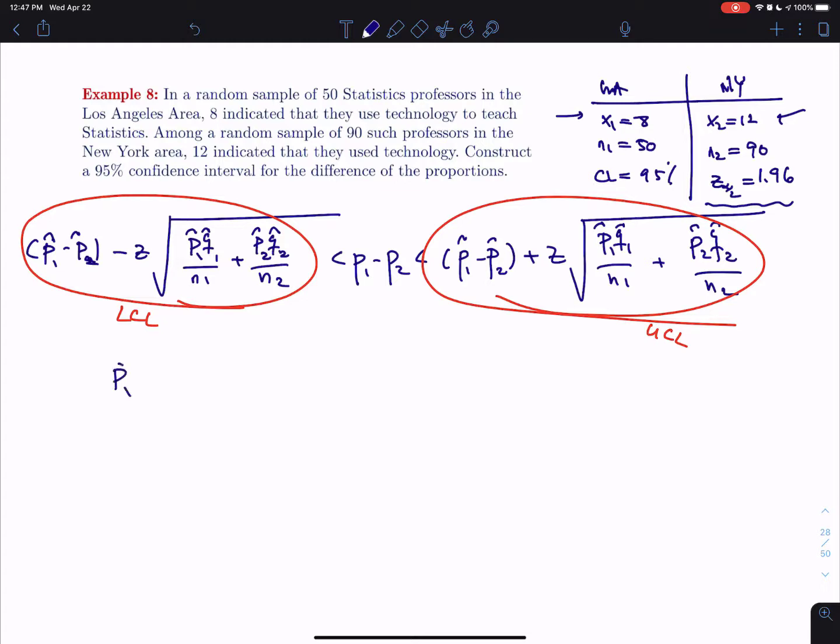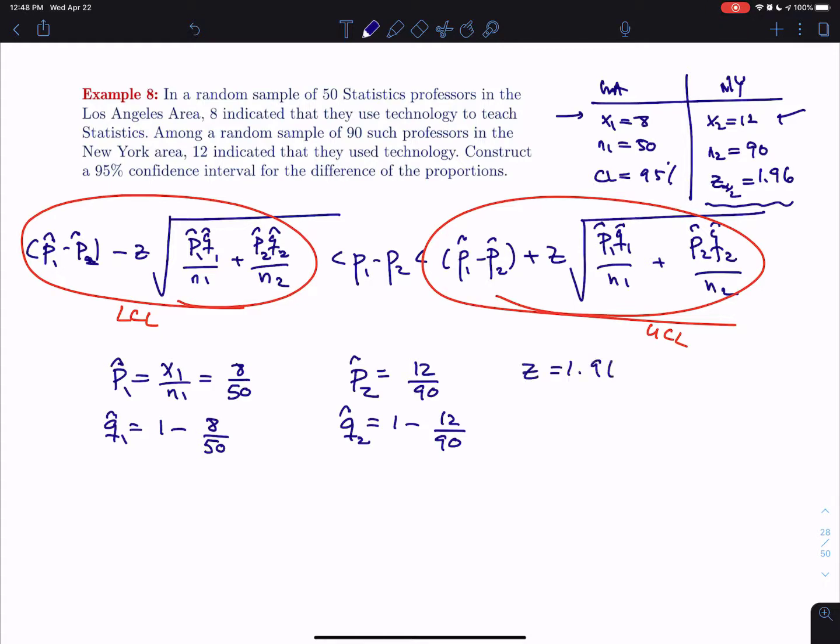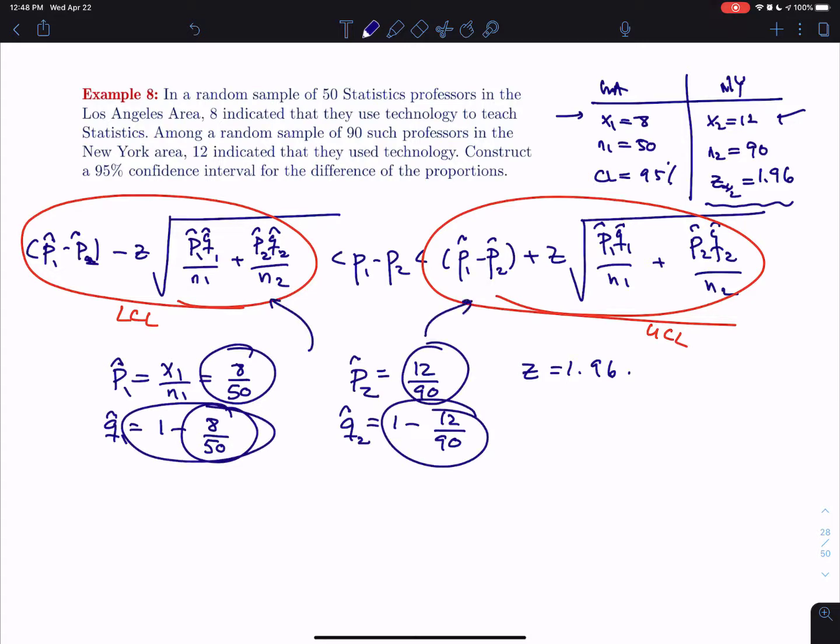To find P1 hat before Excel was created, you would manually have to divide X1 by N1, which is 8 divided by 50. And then Q1 hat would be 1 minus 8 divided by 50. And then P2 hat would be X2 divided by N2, which is 12 divided by 90. Q2 hat would be 1 minus that. And the z value is 1.96. Now you have these values, and you can plug all of these in here and get the solution done.